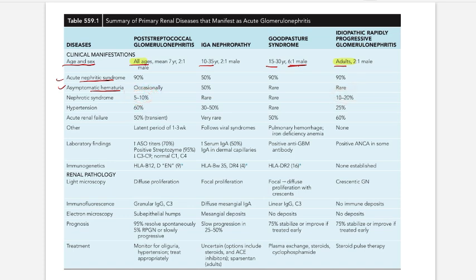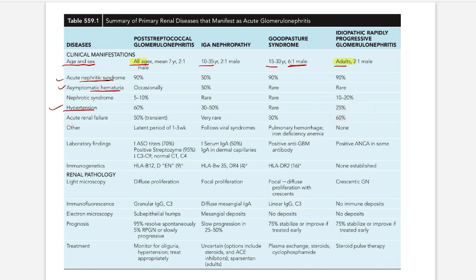Hypertension. Is hypertension associated? Yes. PSGN has 60% occurrence of hypertension, the most in this group of diseases. IgA nephropathy 30 to 50% and RPGN 25%. Acute renal failure is seen in 50% of PSGN, which is transient, but the most common association of renal failure is with RPGN.